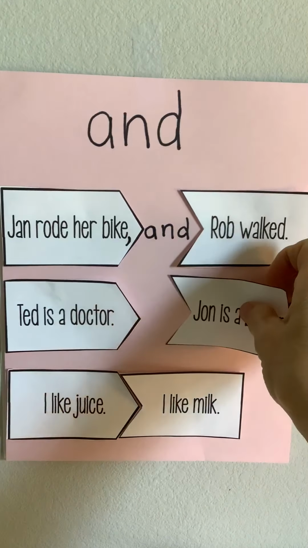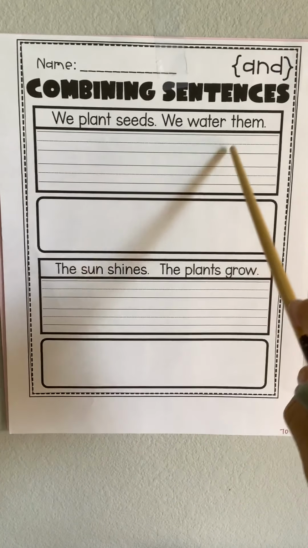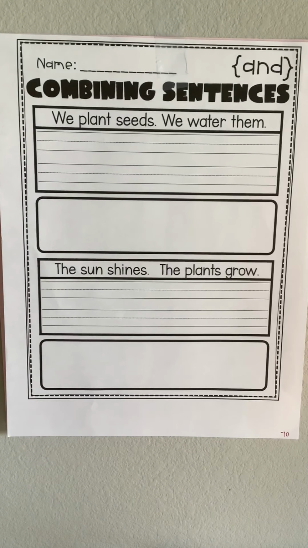The next activity we're going to do, you're going to need a piece of paper because you're going to write these sentences combined. So you do not have to write them this way into different sentences. I just want you to write them combined, all right? And we're going to combine them with the conjunction and. Let's read together. We plant seeds, we water them, okay? How would we put those together to make one sentence?